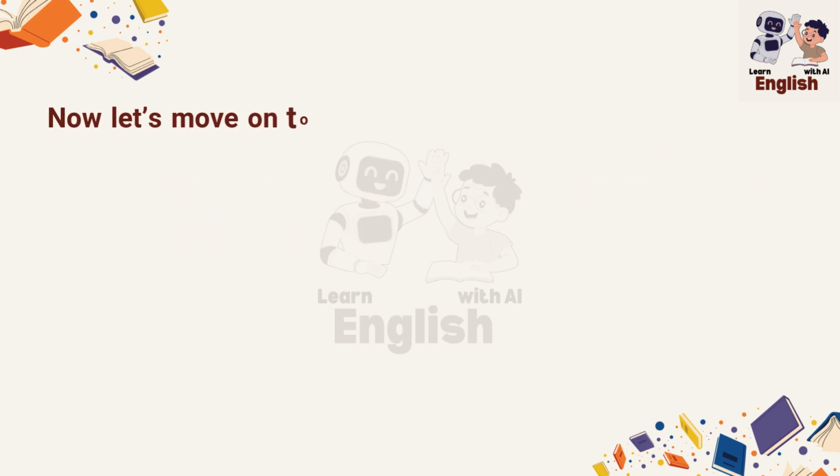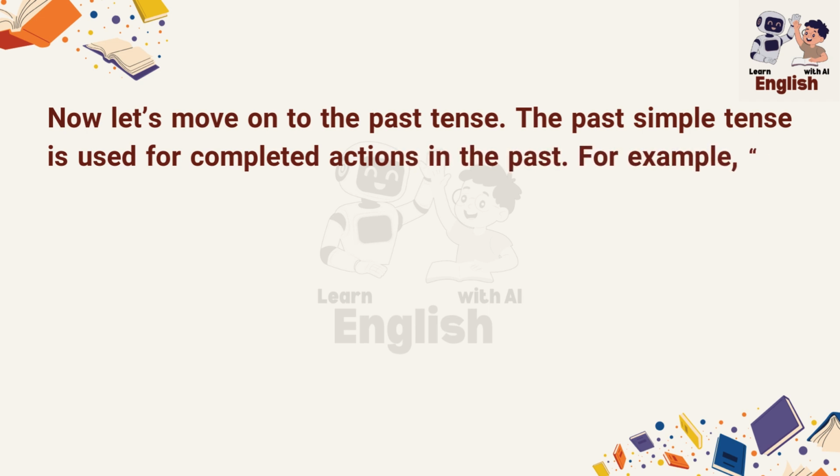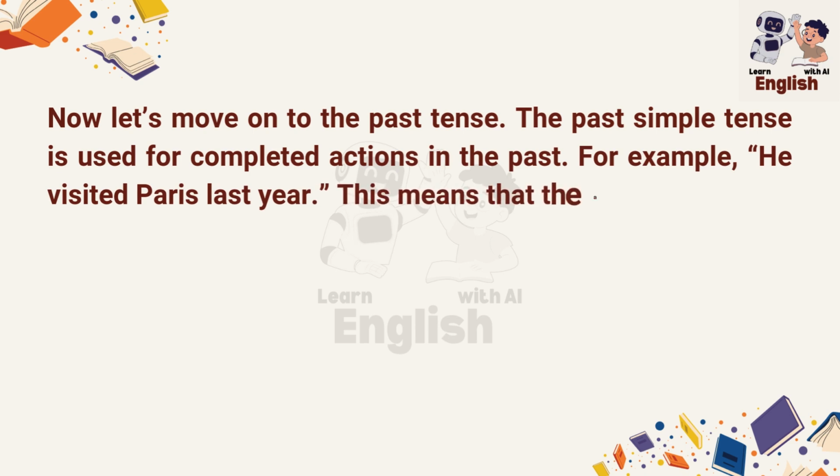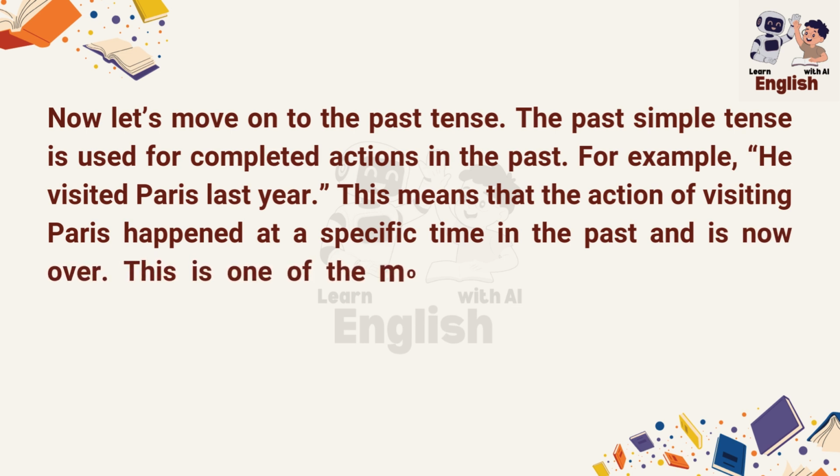Now, let's move on to the past tense. The past simple tense is used for completed actions in the past. For example, he visited Paris last year. This means that the action of visiting Paris happened at a specific time in the past and is now over.